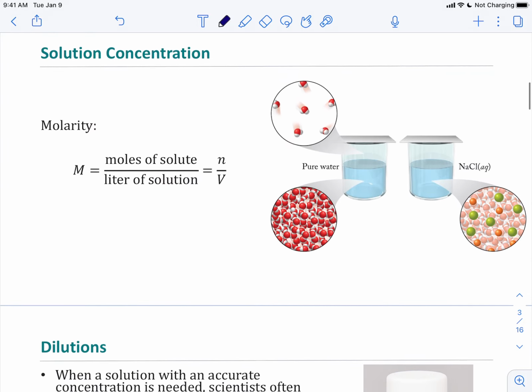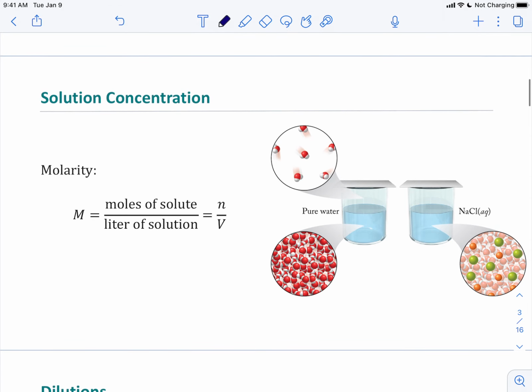For our solution concentrations, there's lots of options. You can do percent concentration. You can do things like mass per unit volume. But because it's chemistry and because this is the best way to represent things, we typically use moles. So moles of solute per liter of solution, that is molarity with a capital M. It's liters of solution, not of solvent.